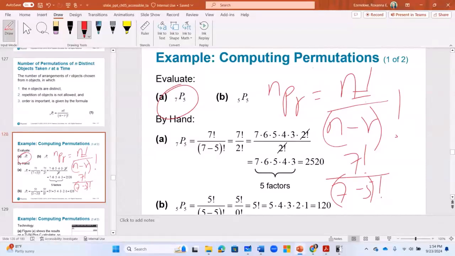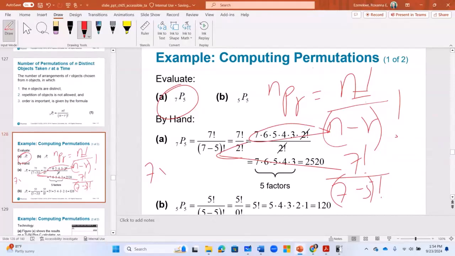I don't really have to use my calculator to do that. 7 factorial is 7 times... actually, they did it for us here. So you multiply the remainder after you cancel out. And then you have 2,520.